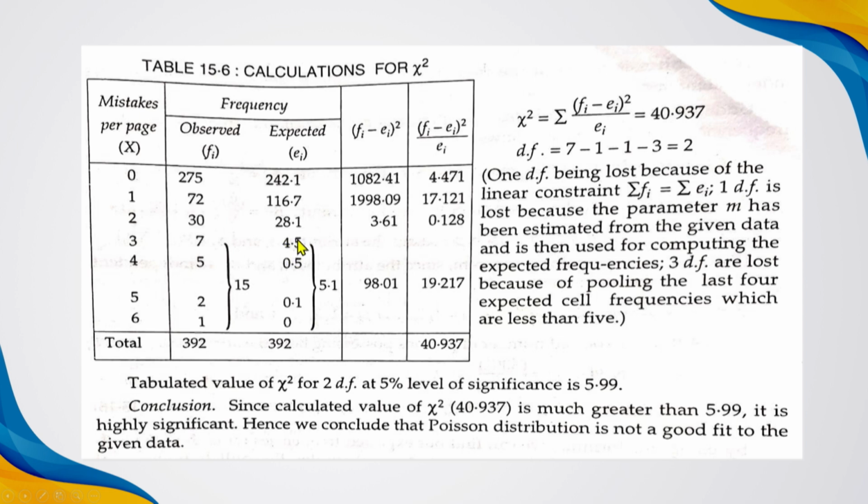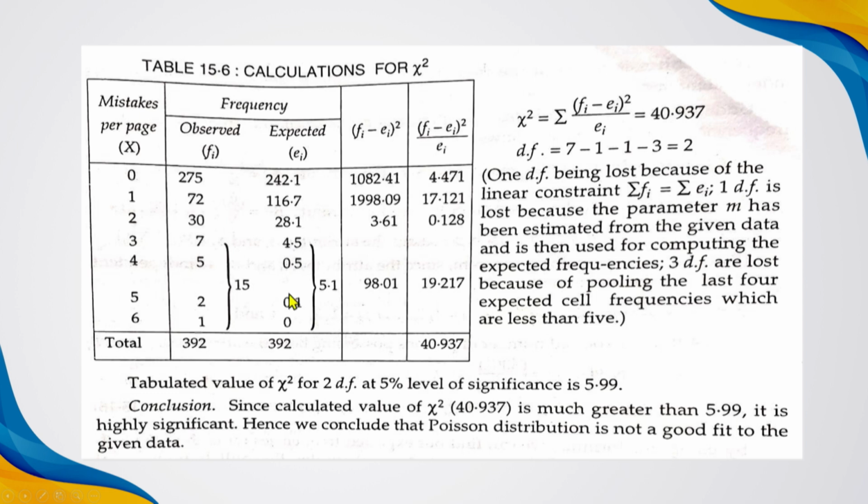When you have values less than 5, then you have to combine those values until you get a value greater than 5. You can see here 4.5, 0.5, 0.1, 0. All these 4 values are less than 5, hence you are combining all these values into a single one, that is 5.1, and we have obtained it as more than 5.